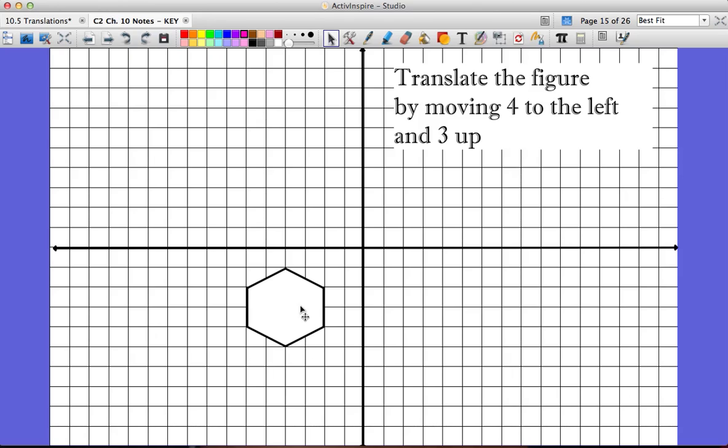Okay, so what I would like you to do here, I would like you to try to translate this shape. You're moving 4 to the left and up 3. When you come back, we'll check your answer.